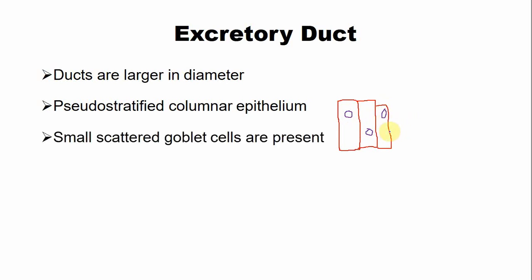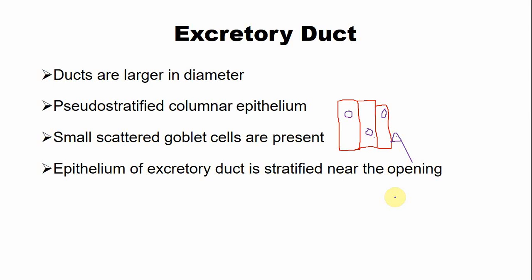Sometimes small goblet cells are present in between these cells, and these goblet cells secrete mucus. Near the opening of the duct, the epithelium of the excretory duct is stratified, and it looks like the epithelium of the oral cavity.